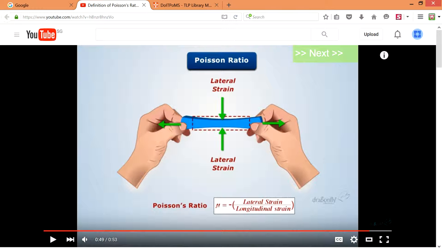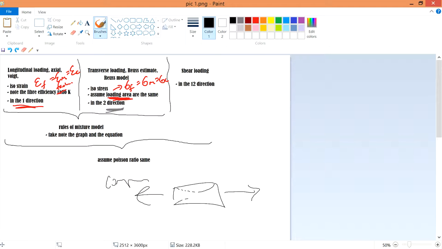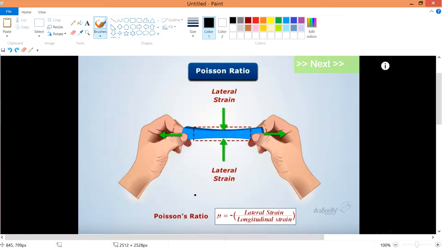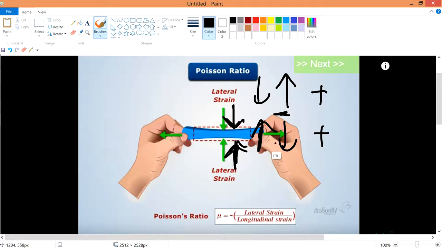I think you have understood. Just to add on to the meaning, the Poisson ratio is a negative value, first of all. Why? Because we're talking about the lateral strain trying to be compressed. When we're trying to compress, we are moving in a negative direction. When you pull something, you're going in the positive direction. So if you compress, it is minus.